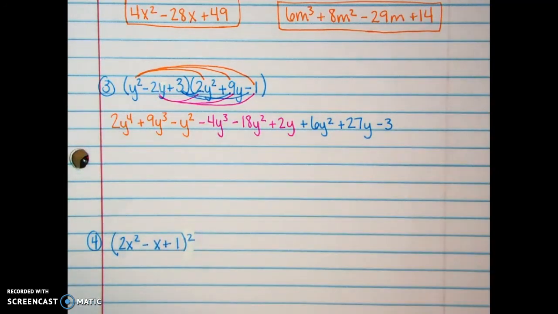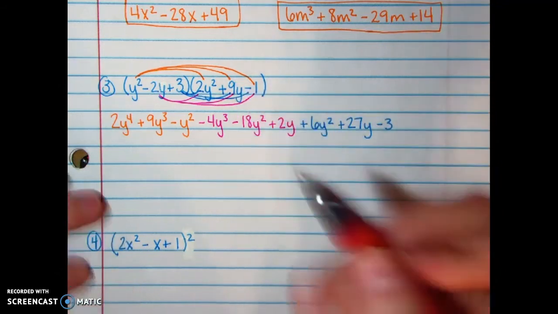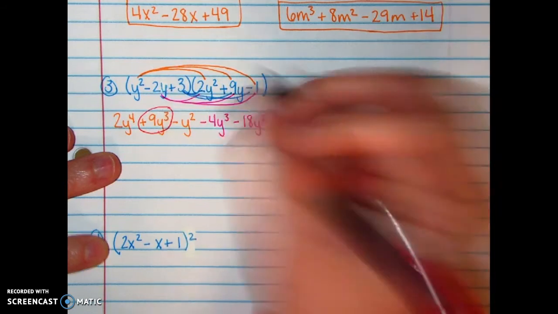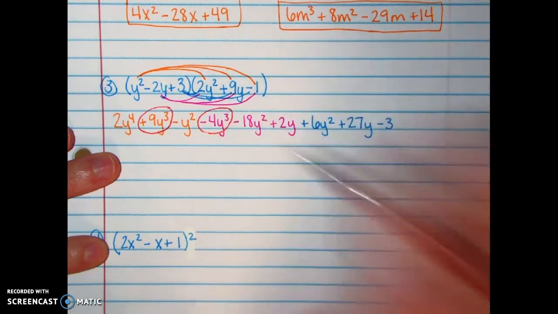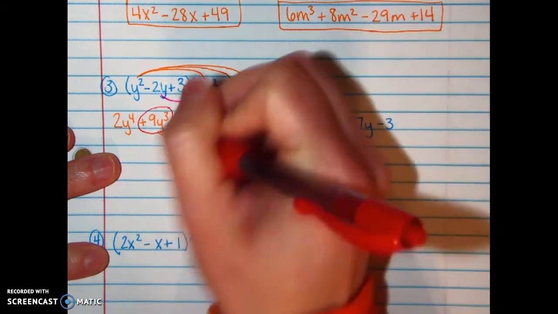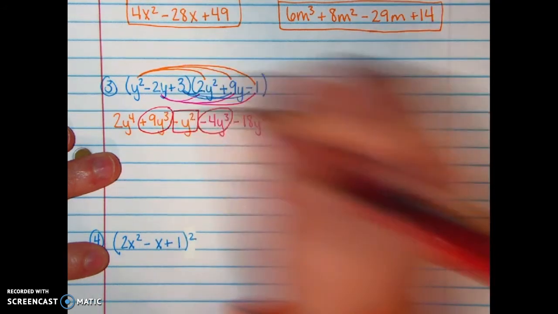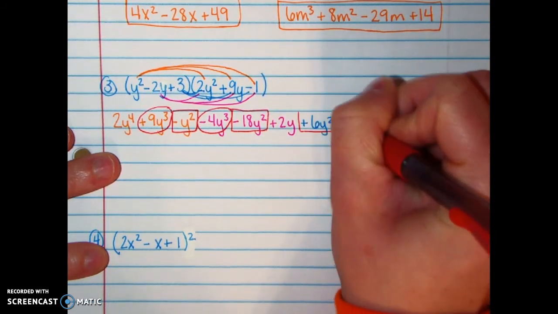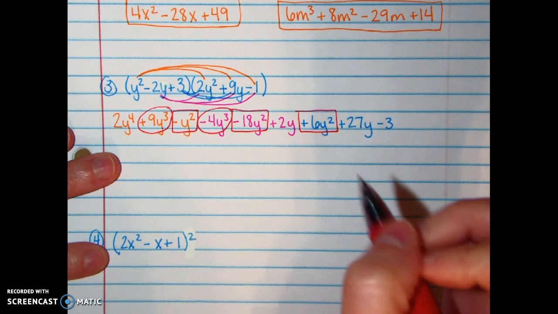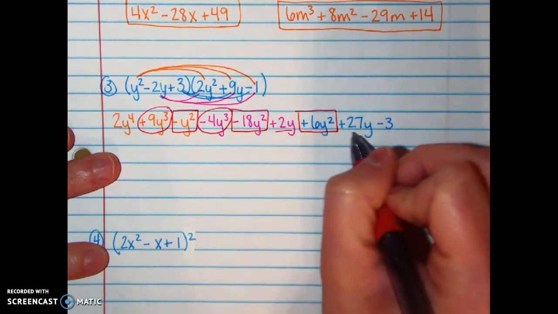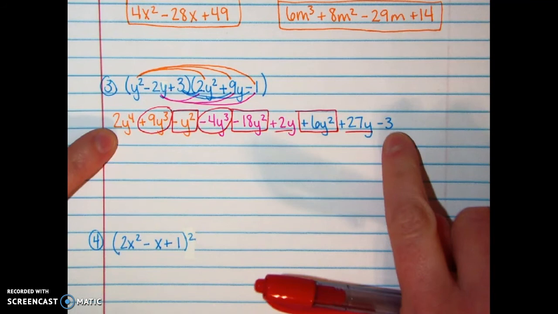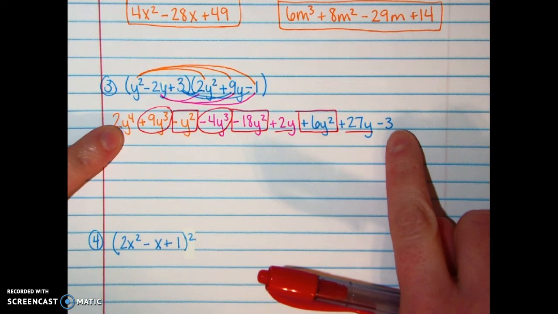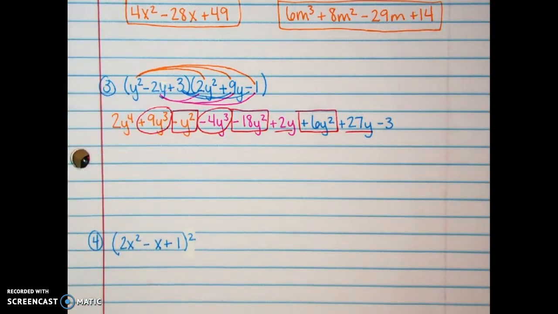Okay, now we have to combine like terms. So in this one, I see a y cubed and a y cubed. I see a y squared, and a y squared. And then I see a y and a y. So these two do not have any friends, if you will. So these will not combine with anything, but everything else will.